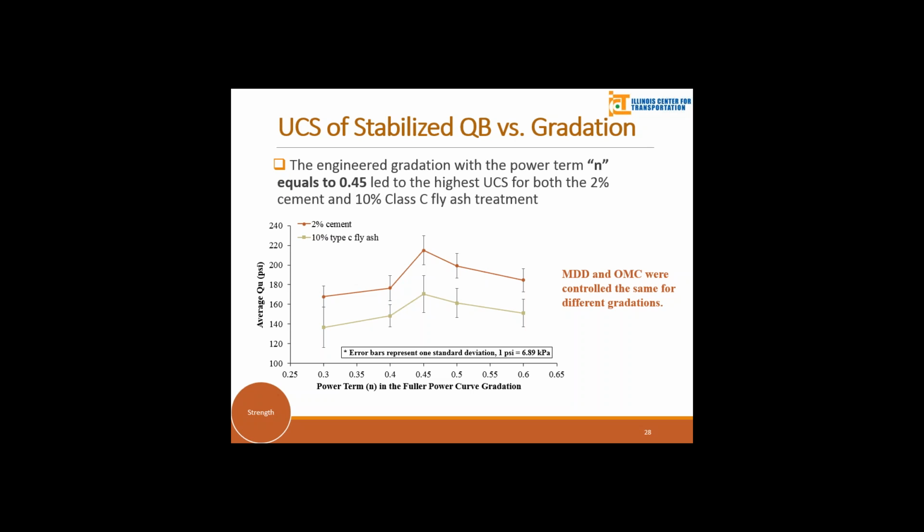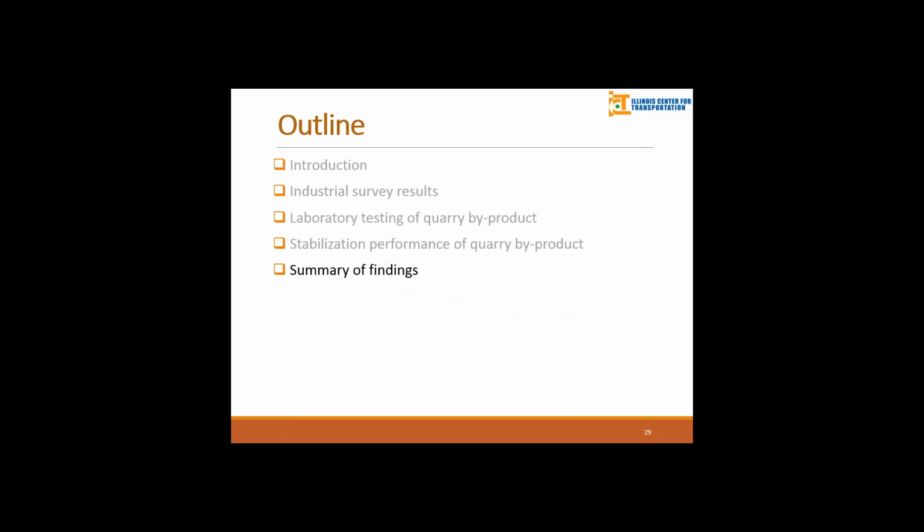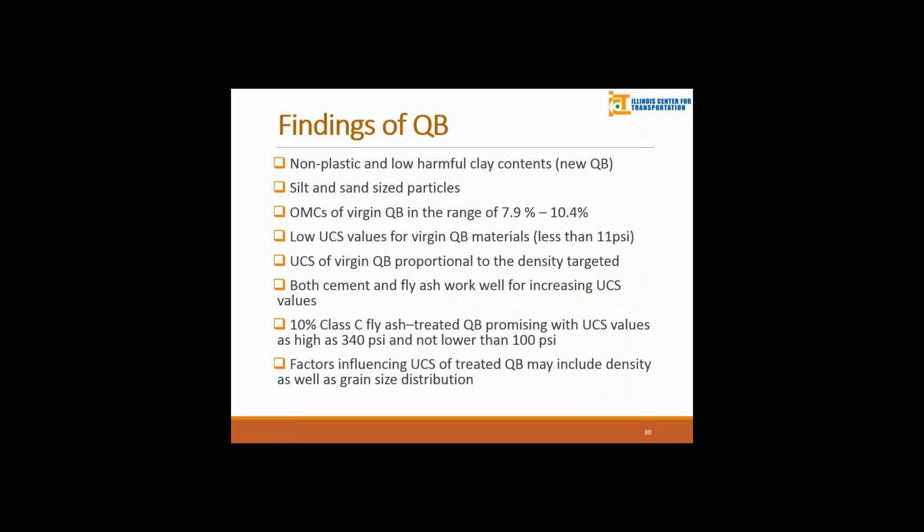Using these curves, we control the maximum density and optimal moisture content to be the same, and the only difference is the gradation. So we tested the 5 different gradations for cement and fly ash, and we found that for both cement and fly ash, when the N is equal to 0.45, that is the highest strength of the QB treated ones. Which means that the gradation indeed has influence on the QB strength. So the N is the finest QBs.